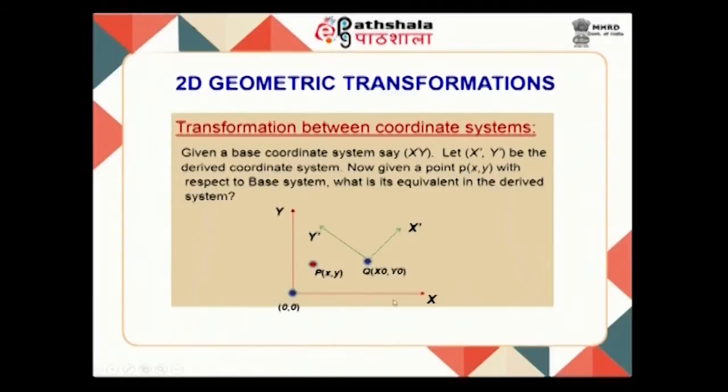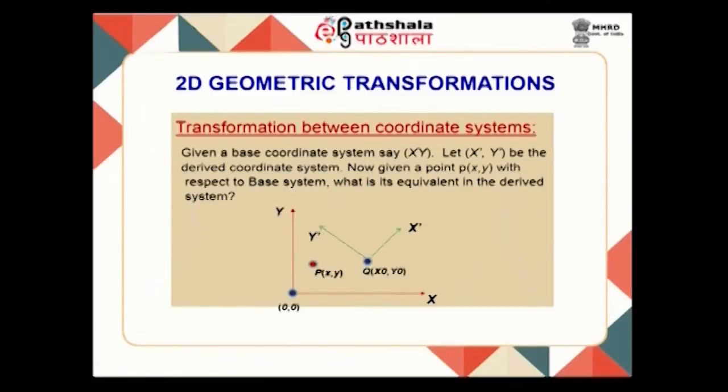Imagine you have a coordinate system, say x, y, that is your base coordinate system indicated in red. The red lines indicate the base coordinate system. Let us imagine another coordinate system x dashed, y dashed, whose two directions are mutually perpendicular, indicated in green. So, this is a derived coordinate system. A derived coordinate system is nothing but taking some fixed point in the base coordinate system and drawing two mutually perpendicular directions from that origin. So, that gives you another coordinate system.